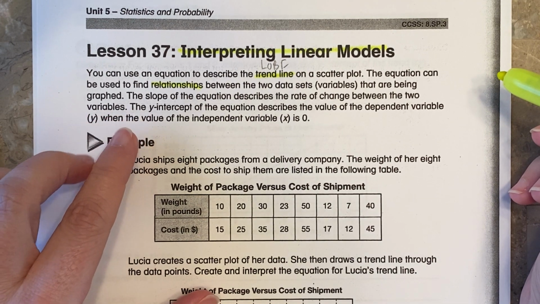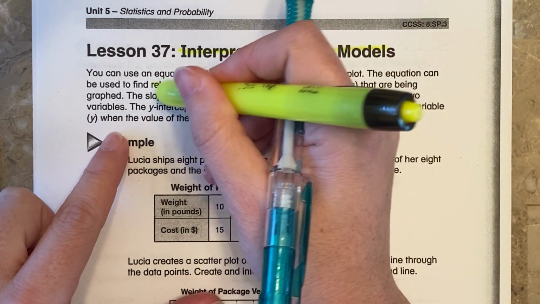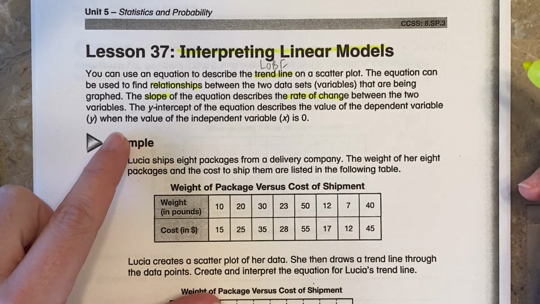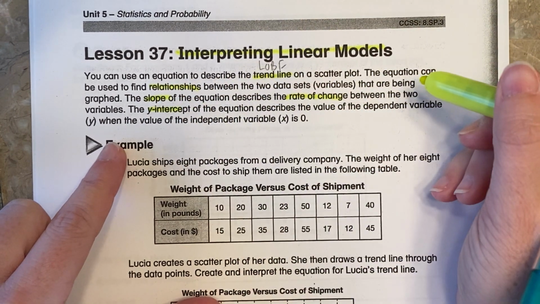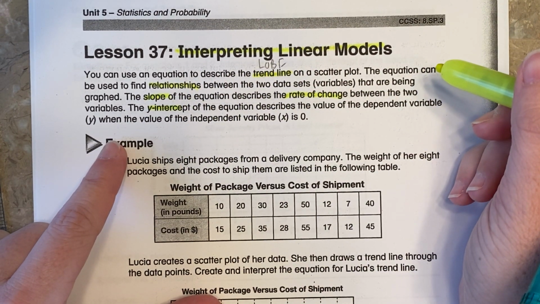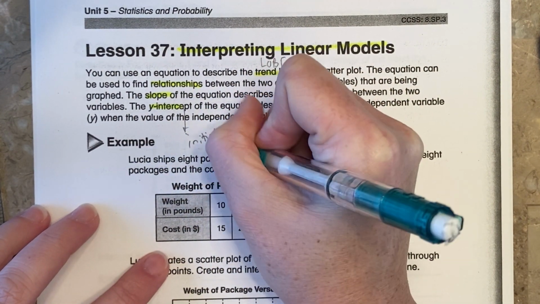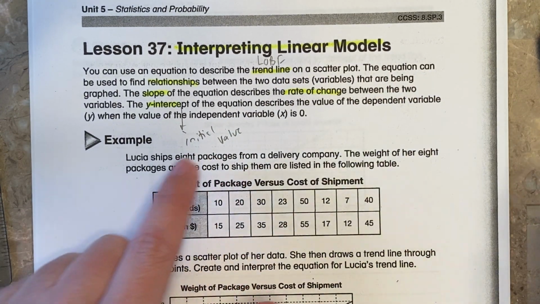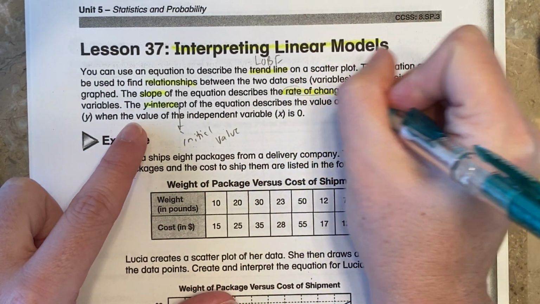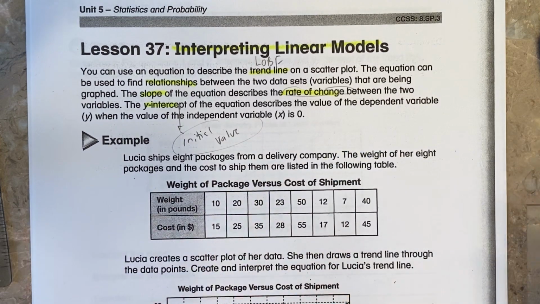The slope of the equation describes the rate of change. Remember these fancy words, rate of change. And then the y-intercept describes the value of the dependent variable. Remember y-intercept we call initial value. So remember those fancy words from the function unit? Slope was rate of change, and y-intercept is initial value.